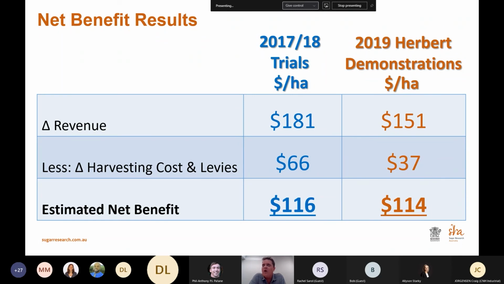Interesting to note that although we did see a slightly lower increase in revenue in the Herbert demonstrations on the commercial scale, we also saw a slightly reduced increase in cost as well, which left a very similar net benefit for the grower at $114 per hectare.